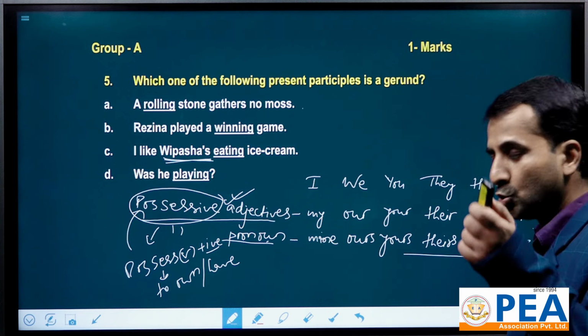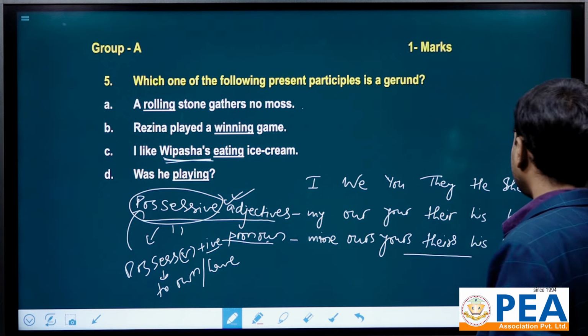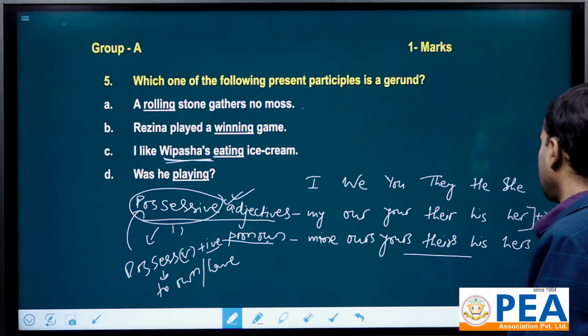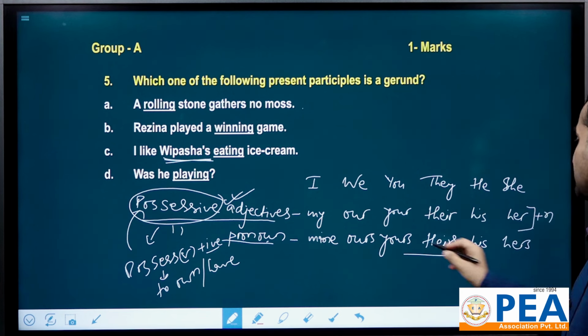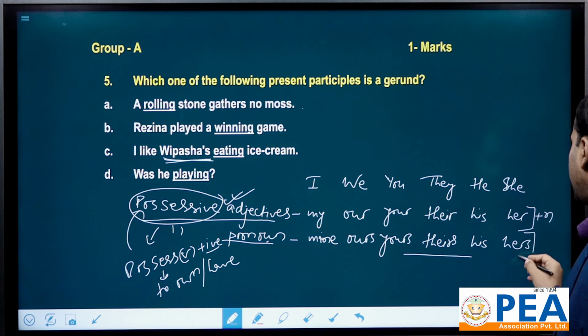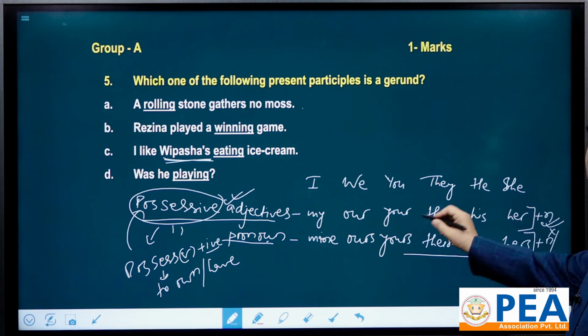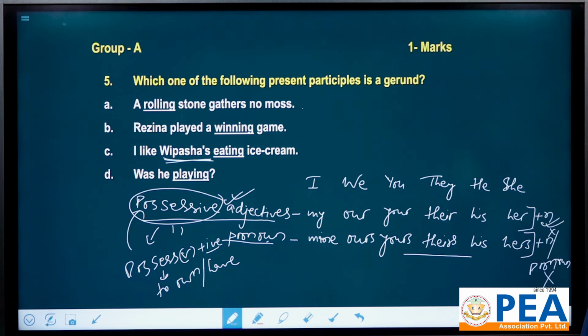Now there is a rule. Possessive adjectives always take a noun after them. And a possessive pronoun never takes either a noun or a pronoun after it. This one is also wrong, this one is also wrong. But a possessive adjective always takes a noun after it.